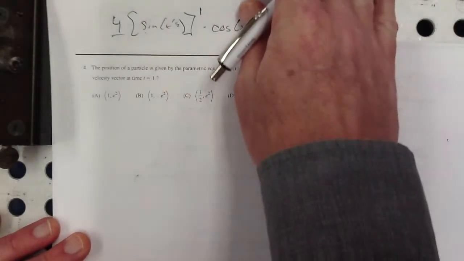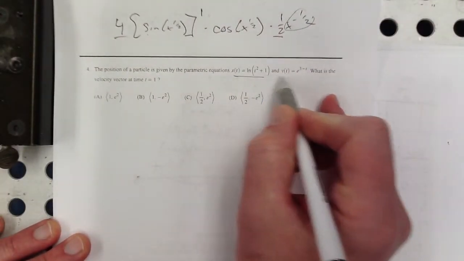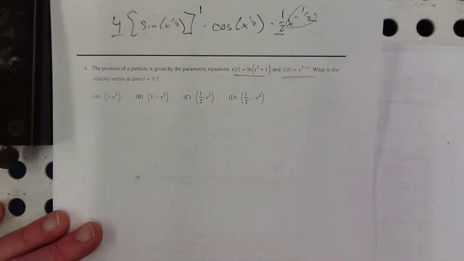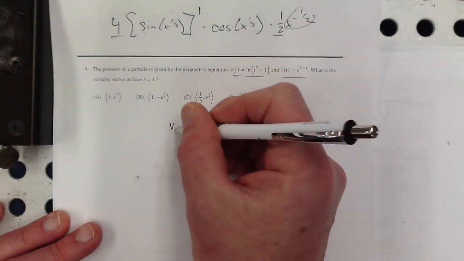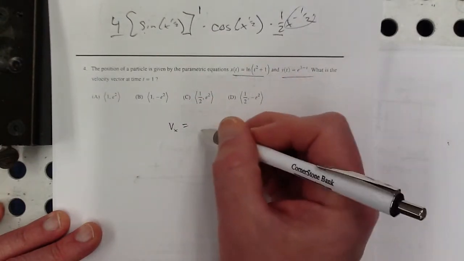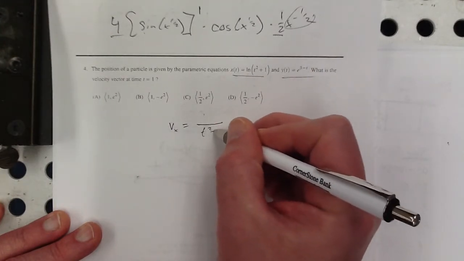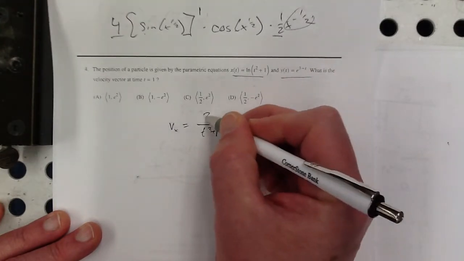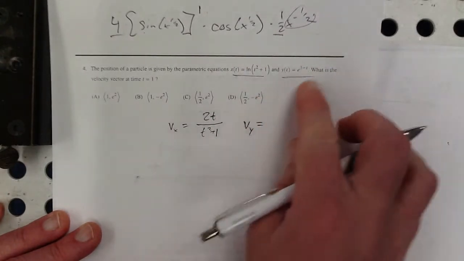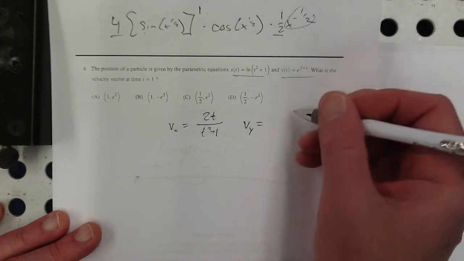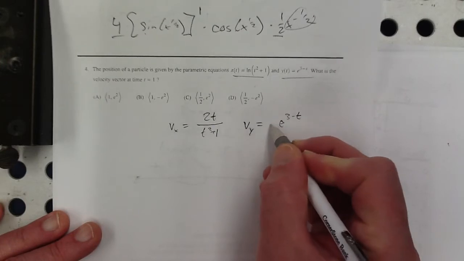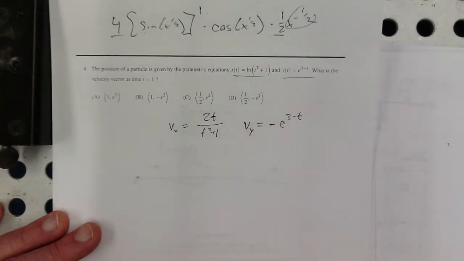The position of a particle is given by the parametric equations. These are position equations. What is the velocity vector at time t equals 1? That should be easy. So the velocity in the x direction is the 1 over t squared plus 1 times the derivative of what's inside. And you think it's going to be a lot of chain rule? Oh yeah, every time. And then here, derivative of e to the whatever is just e to the whatever times the derivative of what's inside, which is just negative 1 for that.